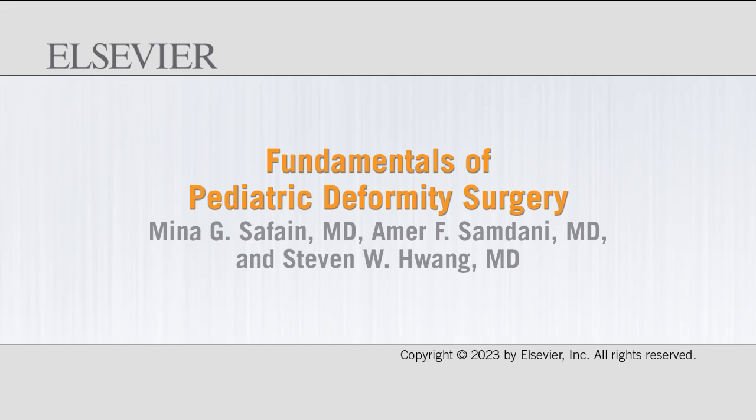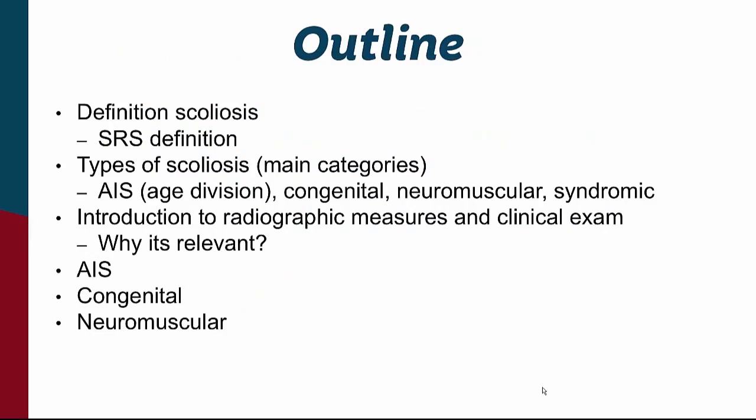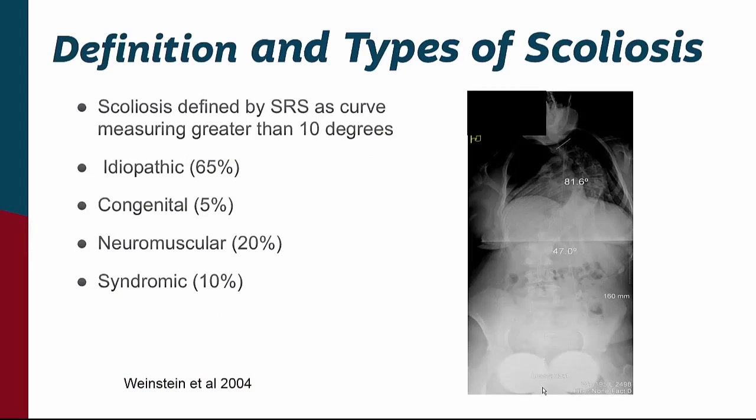Today I'll be talking about the fundamentals of pediatric deformity surgery. As an outline, we're going to go over the definition of scoliosis today, as defined by the Scoliosis Research Society, and then talk about subtypes such as AIS, adolescent idiopathic scoliosis, congenital, neuromuscular and syndromic scoliosis. And we'll go over the radiographic features of each, as well as clinical findings, and discuss what's relevant. Finally, we'll talk about each subtype and go more in depth, looking at the surgical indications and management of these.